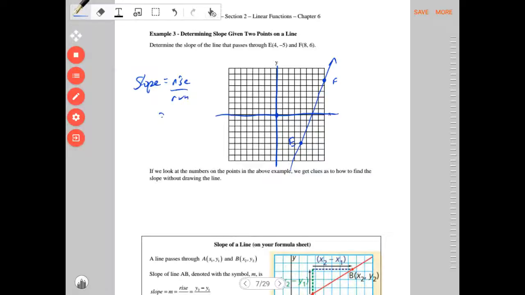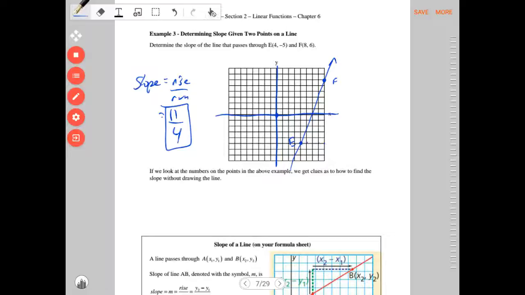We can tell that right away just by looking at it. So the rise is 1, 2, 3, 4, 5, 6, 7, 8, 9, 10, 11. So we go 11 up. And the run is 1, 2, 3, 4. So 11 over 4. So this guy's slope is 11 quarters. Now, hopefully you saw the inherent flaw in this. If I give you 2 points and ask for the slope, you're not going to want to graph every single one of these things and count to get the slope.